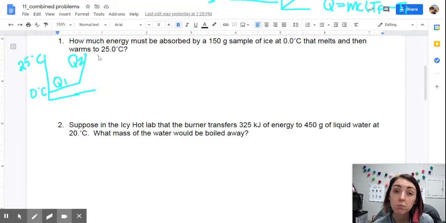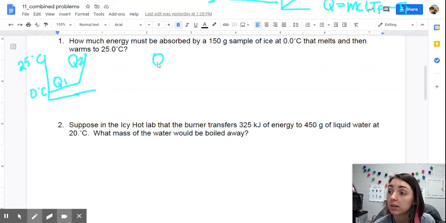It's going to be super important that you label really well on these problems because you're really going to need to keep track of your work. If you're not keeping track of your work, you're going to have a hard time. Okay, so we got Q1 and Q2. So now we just have to calculate Q1 and Q2. And the good news is you've already done this. This isn't any new math right here.